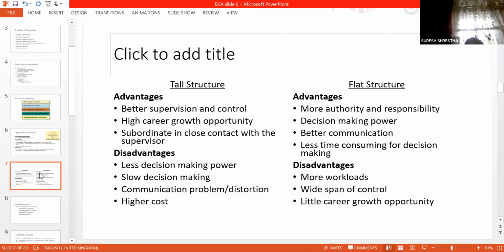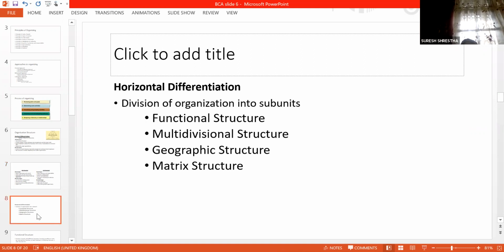workers. When you have large number of employees, then the cost goes up. So that is the disadvantage of having tall structure. Right? So the opposite of this is flat structure को advantage, त्यसैको उल्टो हुन गइहाल्छ.